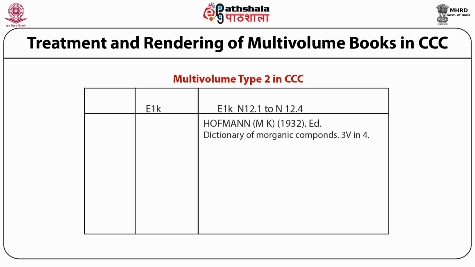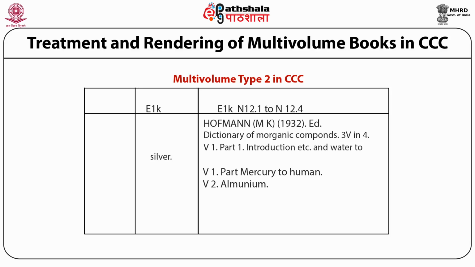And one line of the title section is given for each volume. Volume V1, Part 1, Introduction, etc., and Water to Silver. V1, Part 2, Mercury to Boron. V2, Aluminium. V3, Calculation Table, etc. This volume has a Thiel as additional editor. Volume 3 has an additional editor in addition to the main editor.